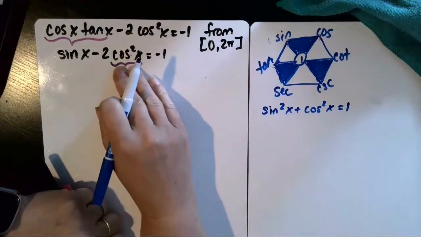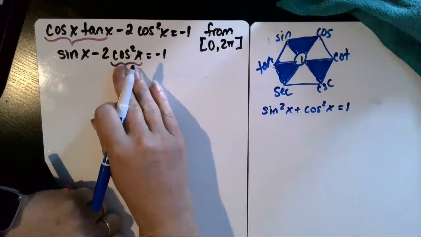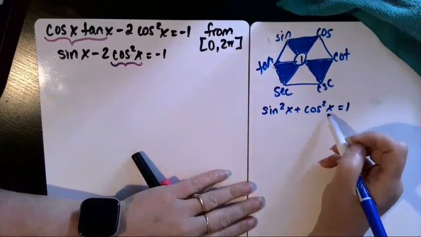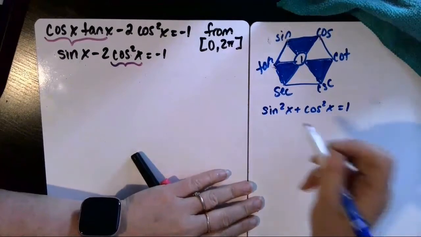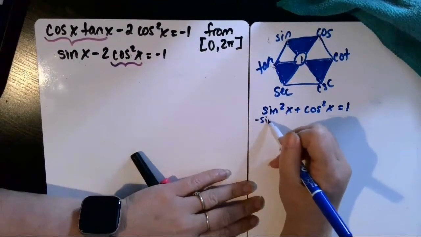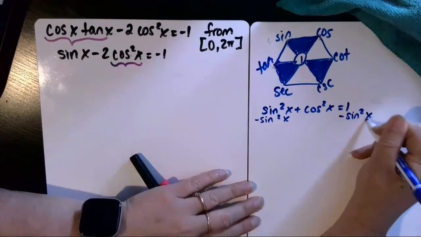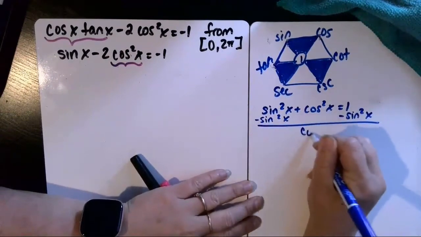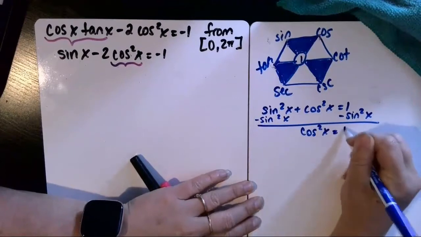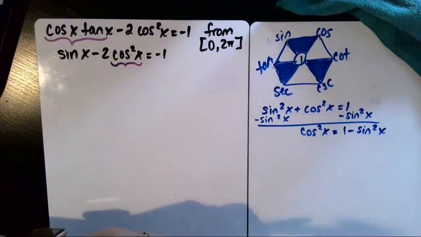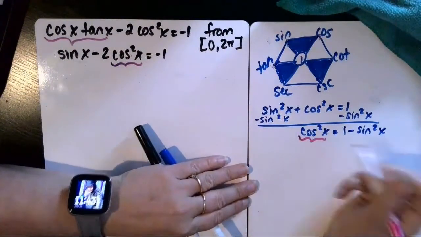But we need to substitute just the value of cosine squared x into our equation, which means we need to solve this identity for cosine squared x, and we'll do that by subtracting sine squared x from both sides, and then cosine squared x is equal to 1 minus sine squared x, and that is what we're going to substitute into the equation.